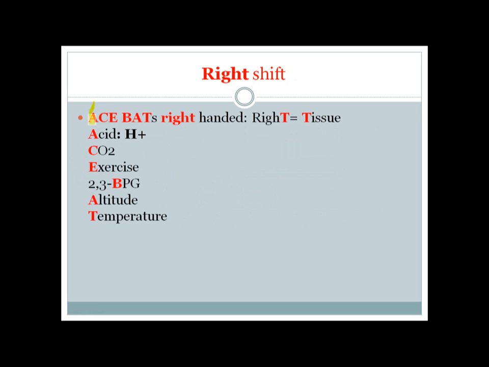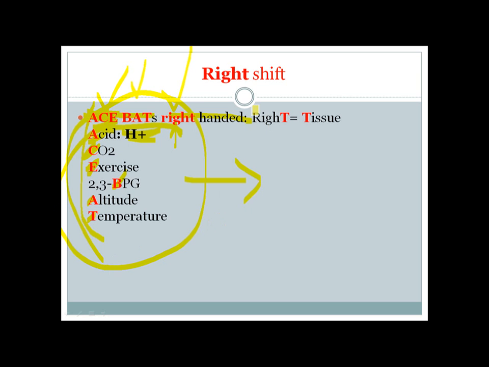We can remember the causes of shift to right by this: Ace bats right-handed. Ace is a person who bats right-handed. A is for acid, which is hydrogen. If there is an increase in hydrogen, it causes a right shift. C is carbon dioxide. E is for exercise. B is for 2,3-BPG. A is for altitude, and T is for temperature. Those are all the situations which can be created for the benefit of the tissue. So right shift for tissue, right for tissue.